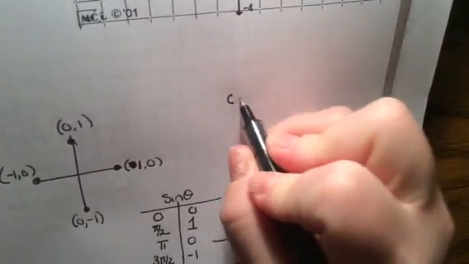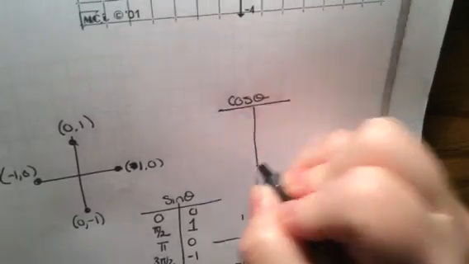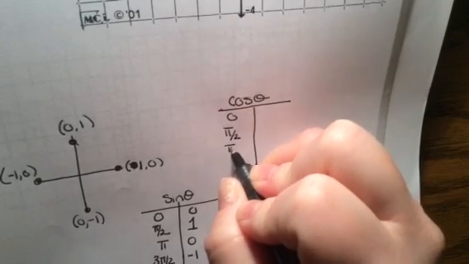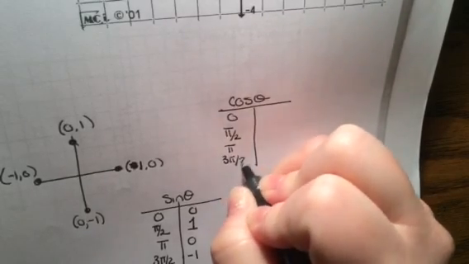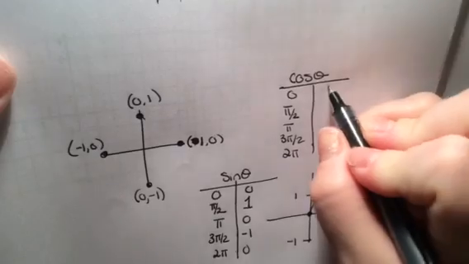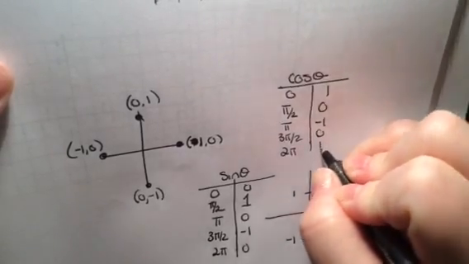Same idea if I go over up here and do cosine for a second. Cosine of theta. Same angle, 0, pi over 2, pi, 3 pi over 2, and 2 pi, except instead of using the y values around the circle, you're going to use the x values. So 1, 0, -1, 0, 1.